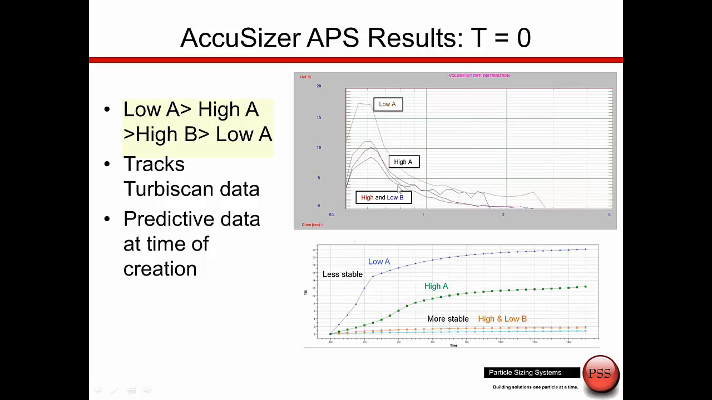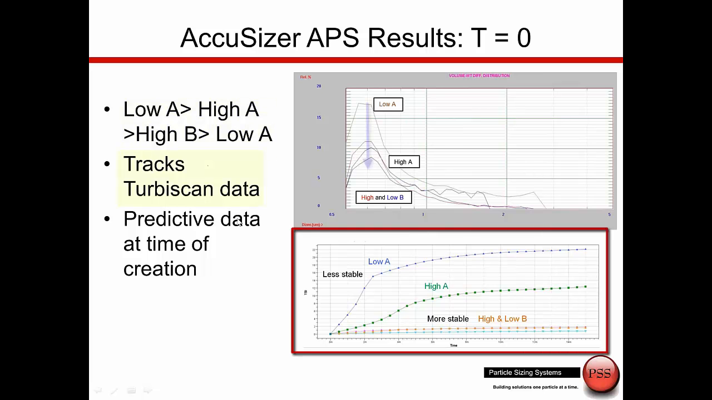And these two results are high and low concentration for surfactant B. And the initial indication from the AccuSizer says low A was our worst emulsion, followed by high A, and then high and low B. So this perfectly tracks what we saw with the Turbiscan down here. So we get this indication.